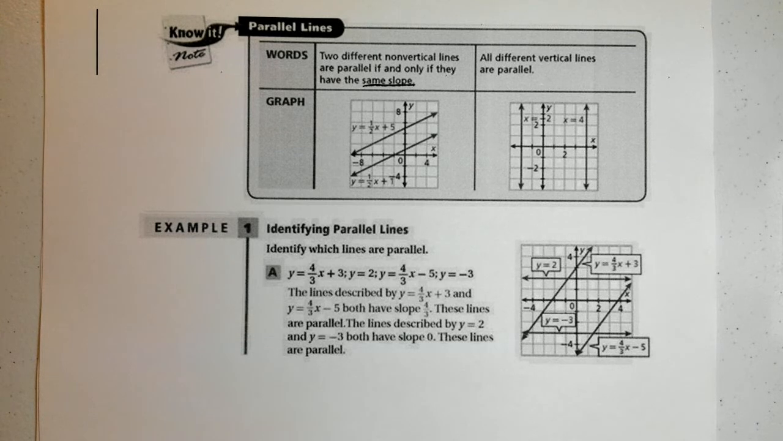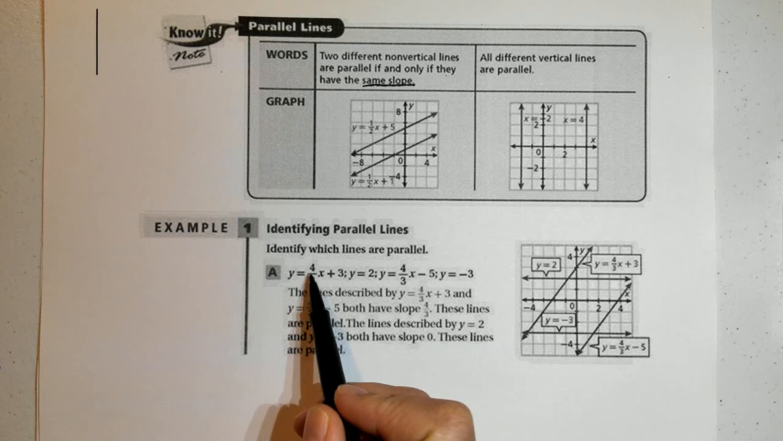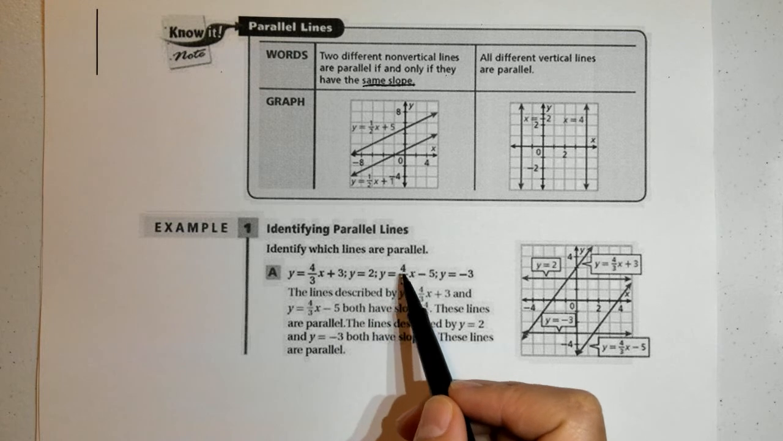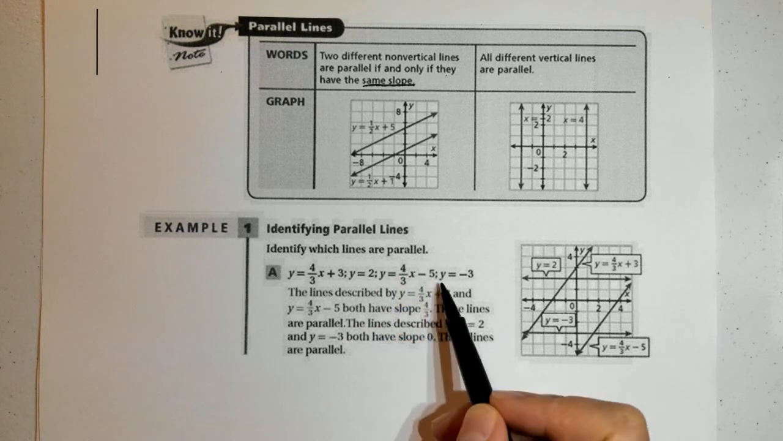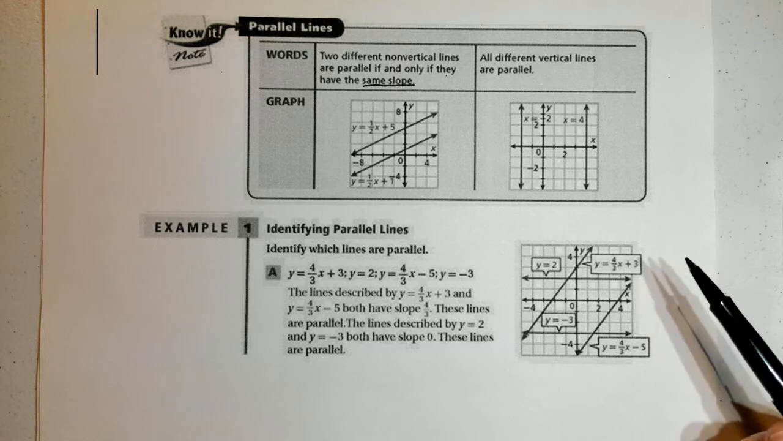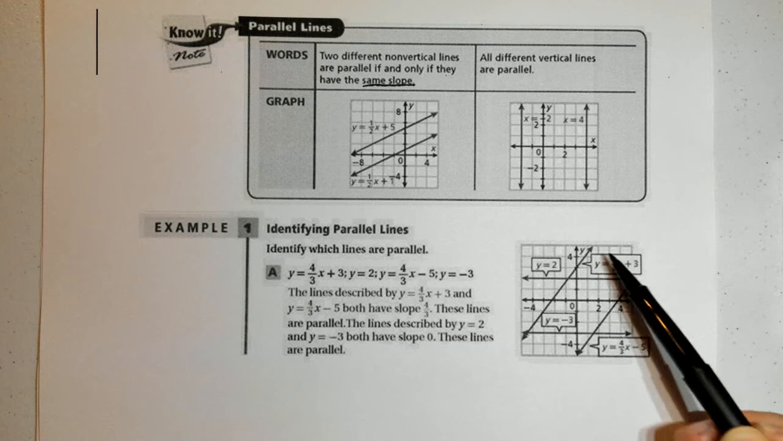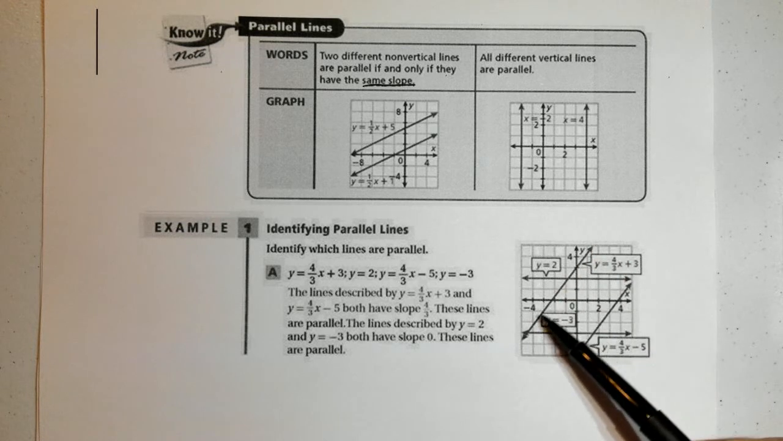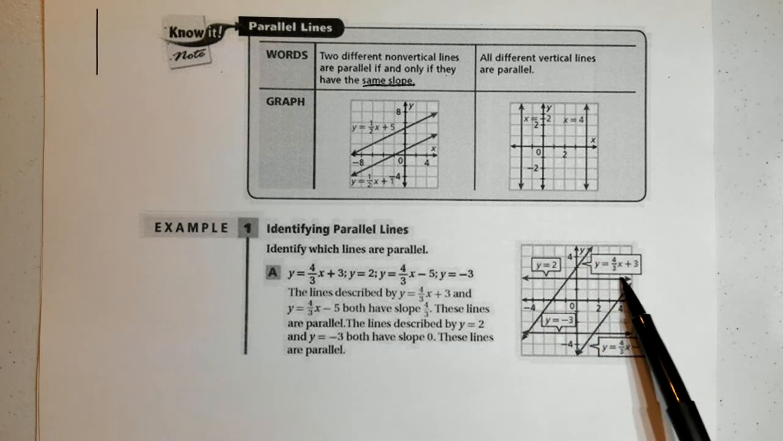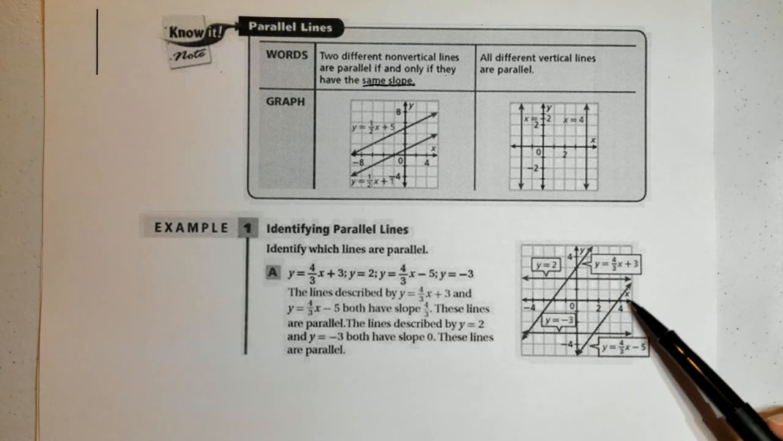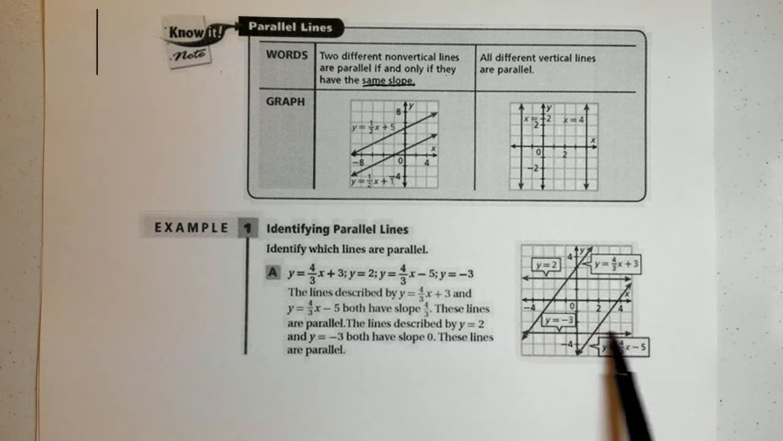So example 1, we're going to look at identifying parallel lines. We're going to identify which lines are parallel. We have y equals 4/3x plus 3, y equals 2, y equals 4/3x minus 5, and then y equals -3. And they're all in the graph here. The first one, y equals 4/3x plus 3, is right here. y equals 2 is this horizontal line. y equals 4/3x minus 5 is right here. And the last one is y equals -3.